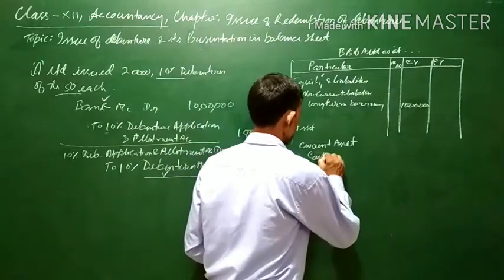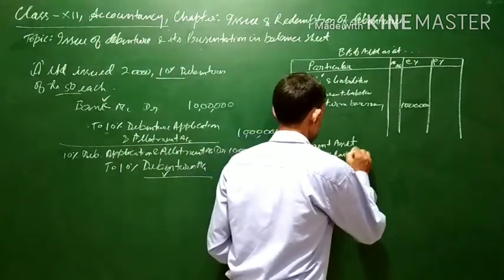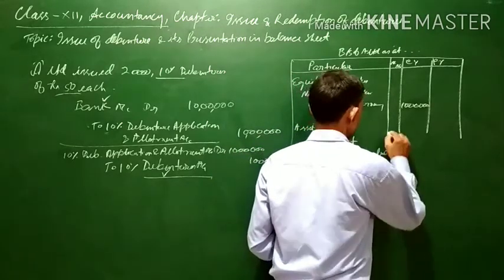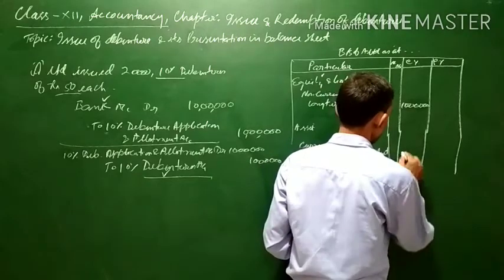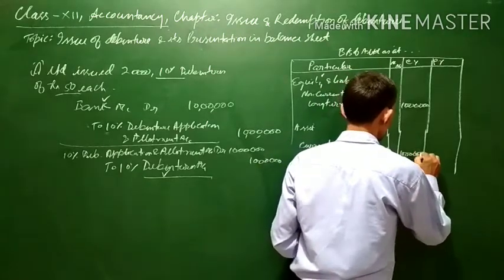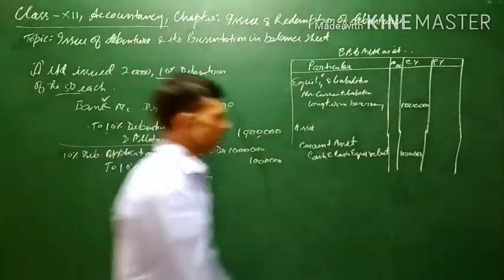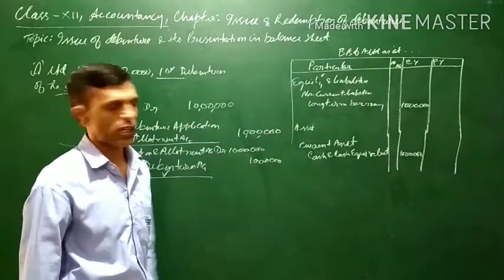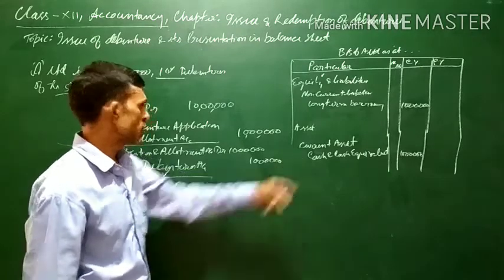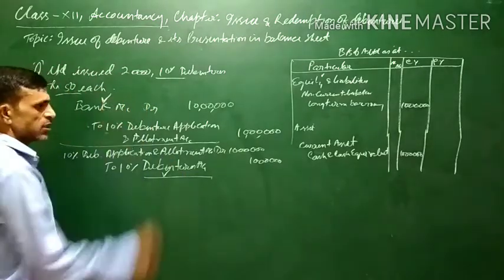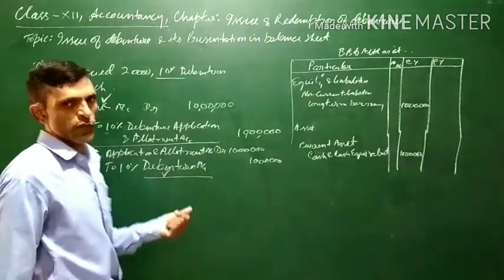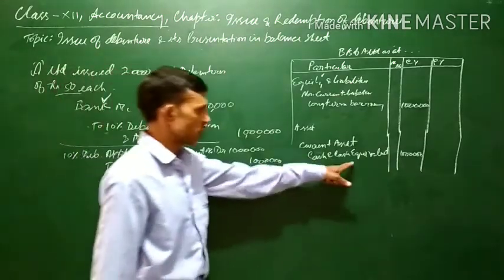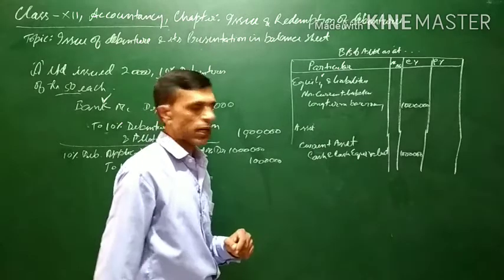So cash and cash equivalent, the amount which we have received, which is in the bank, is represented by cash and cash equivalent, because under cash and cash equivalent the various amounts are included, whether cash in hand, cash at bank, and current investment. All these things are part of current assets, and cash and cash equivalent is part of current assets also.